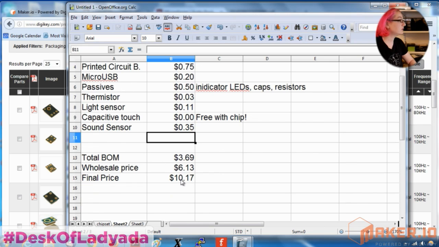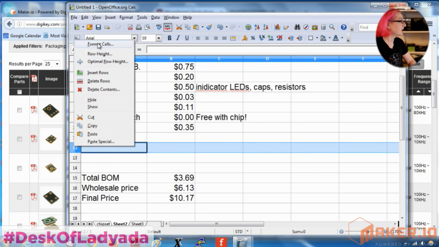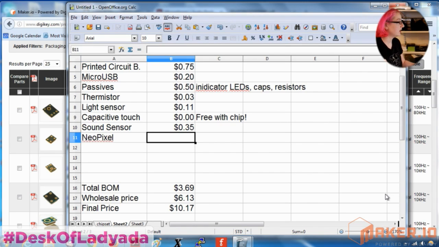Okay, so we're not too bad. Even though we added a bunch of sensors, we didn't go too far. So let's insert some rows. We're getting there. We're almost done. Okay, so next up, I wanted to add some NeoPixels because people love NeoPixels. And here's the deal. When you buy NeoPixels by the hundreds of thousands, they're about 10 cents each.